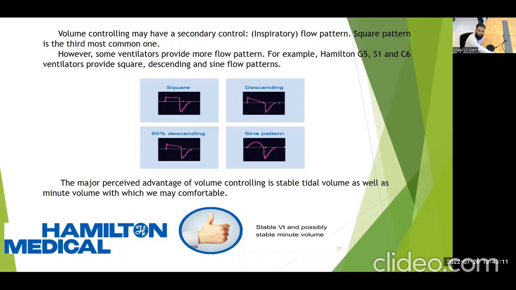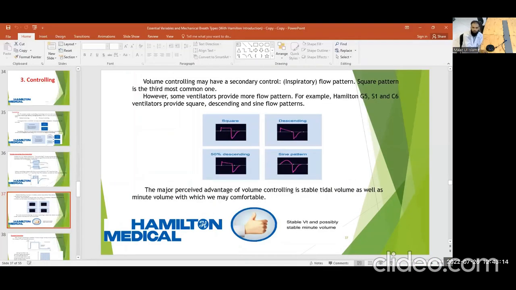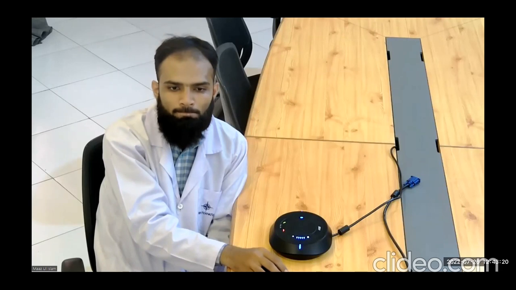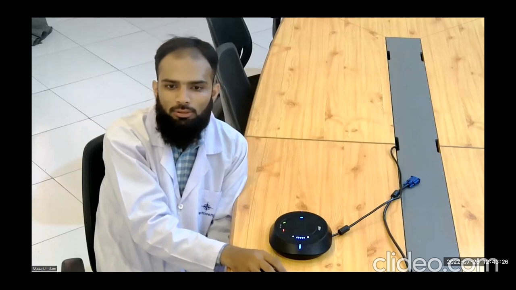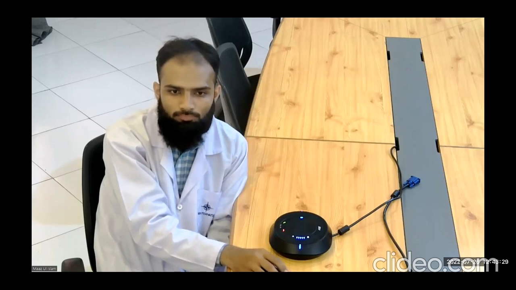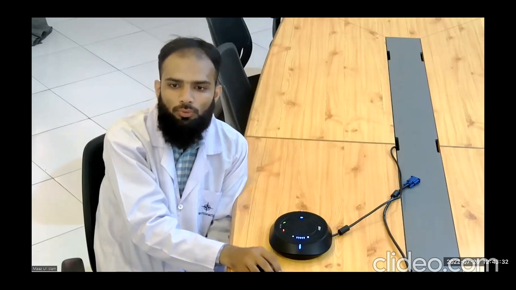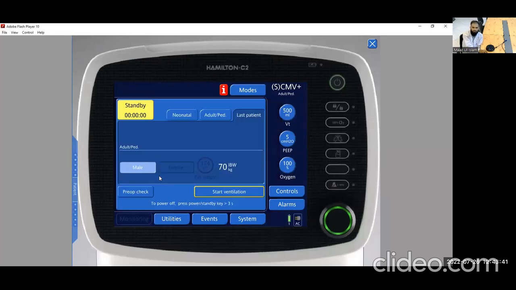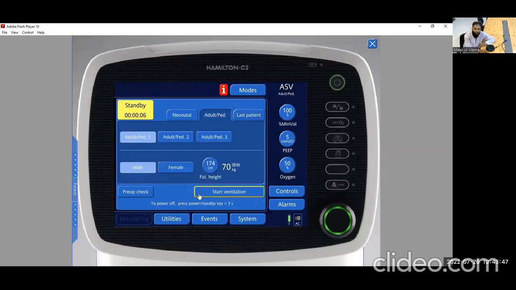So I want to show the ideal body weight. So how can we set the ideal body weight? So here is a ventilator. Let's stand by the ventilator. So this is a standby ventilator. So this is an adult pediatric setting. So here is where the height is going to be put.